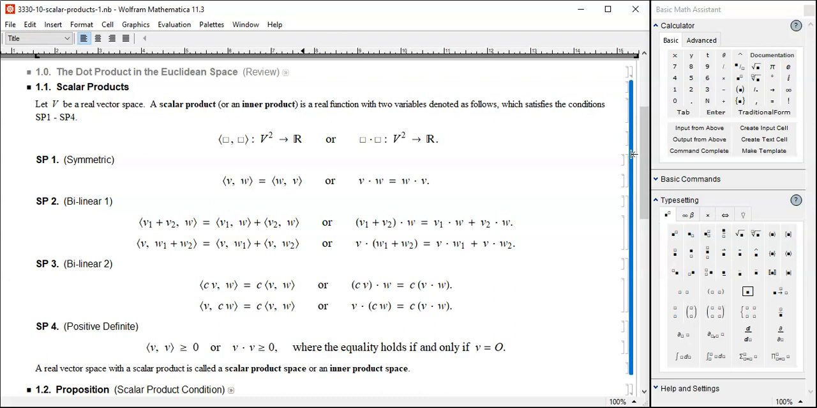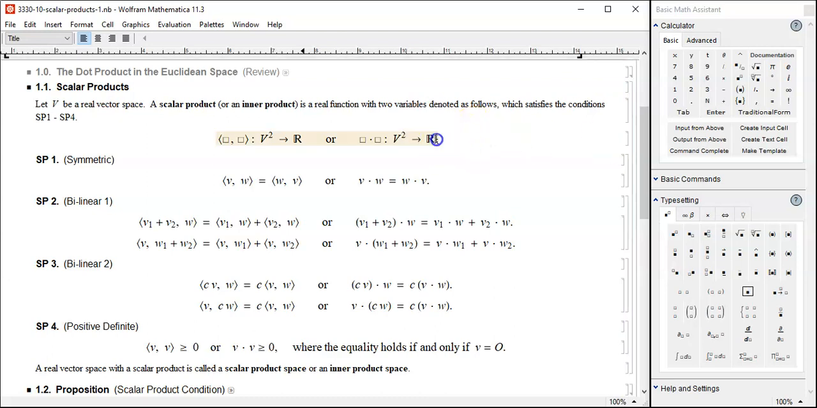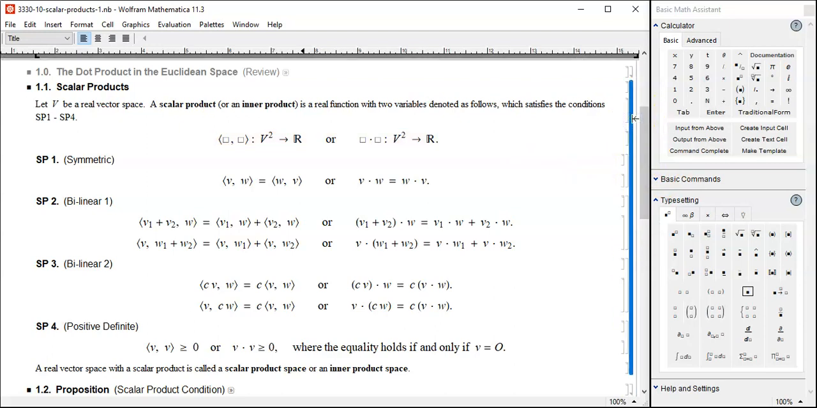A similar thing is taking place here. We have a double variable map from V² to R and 4 conditions. If these 4 conditions are met, then that double variable map will be called a scalar product. And then, of course, we're going to go through a number of examples associated to that. Now, let's scrutinize these conditions.